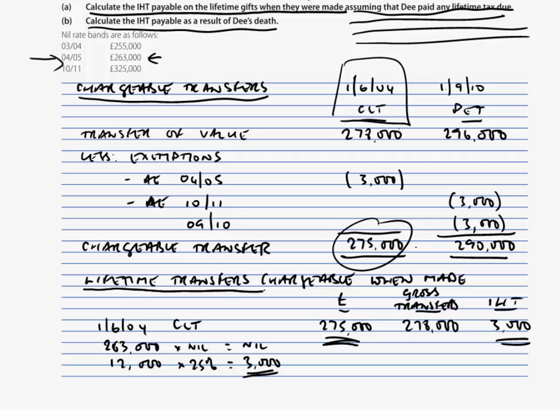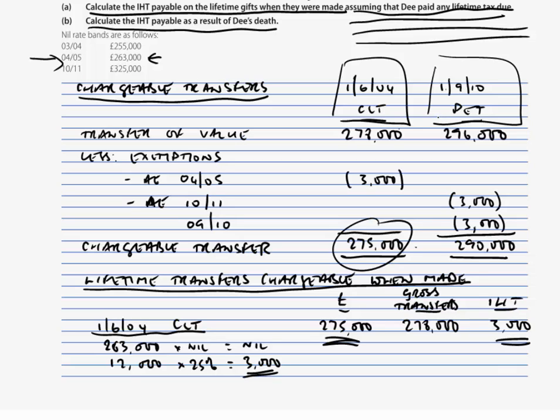It was chargeable when made. It went into this computation. But as we well know, we managed to survive for more than 7 years after the date of that CLT, the 1st of June 04. So there'd be no additional tax. But our problem, and hence the reason for having to do this computation, is that the one lifetime transfer that does fall within the 7 years before the date of death is this PET, dated September 2010.